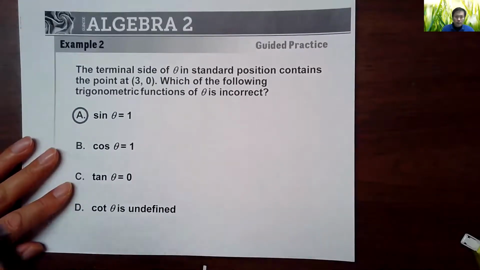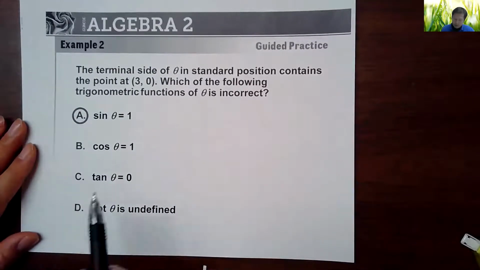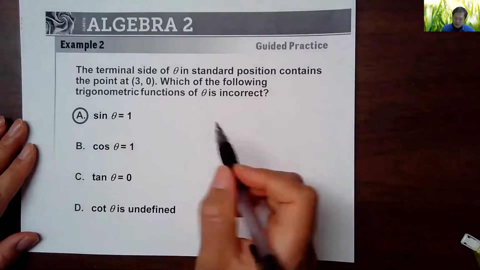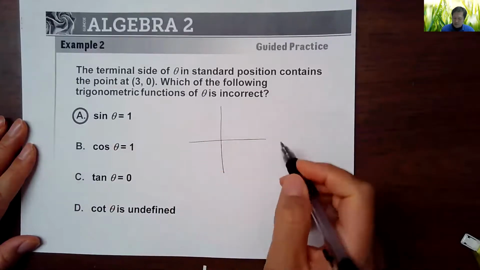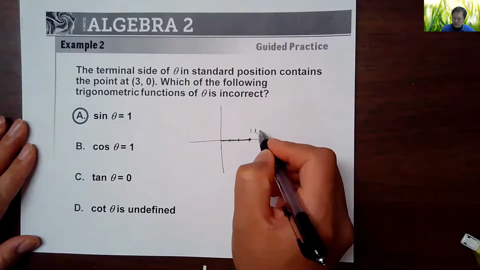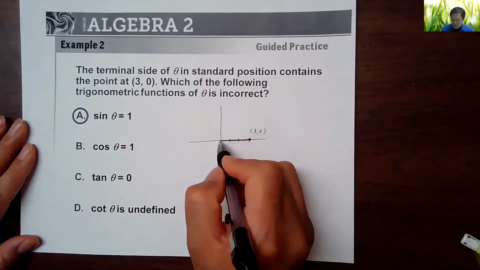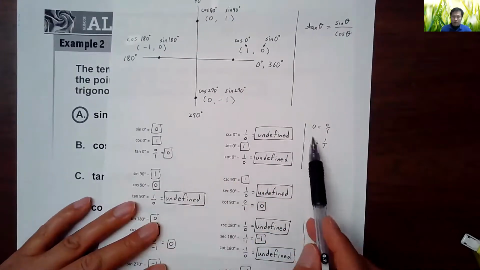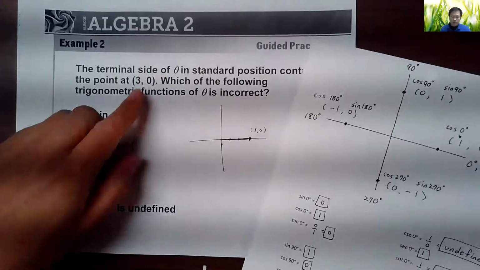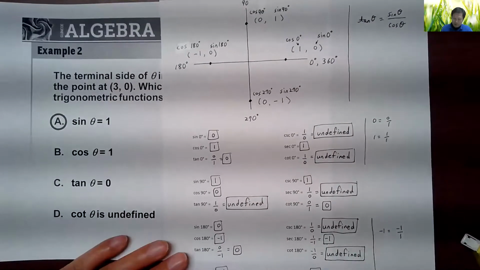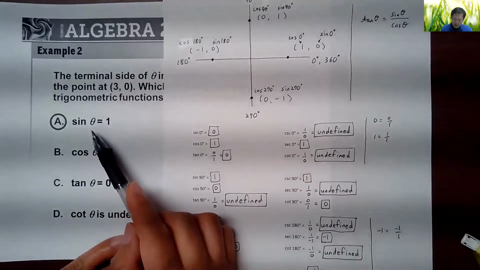Next question says, which trigonometric value is the same as 3, 0? So 3, 0, if you plot it, 1, 2, 3, 0, right here. What's the angle? Angle is 0 degree. Whatever you did on 0 degree is all the answers here, which is 3, 0 have angle of 0 degree. So then you get to compare sine theta is equal to 1.